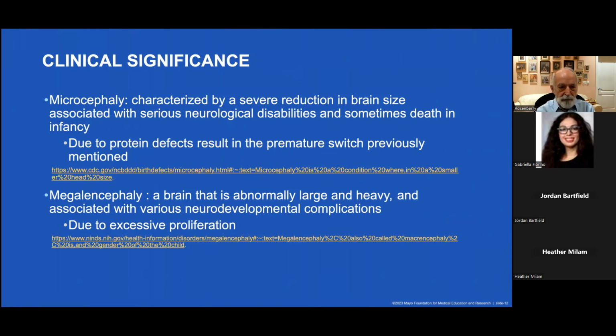This slide points out microencephaly and megaloencephaly. A brain that is reduced in size is microencephaly, resulting in severe neurological deficits. And megaloencephaly is an abnormally large brain associated with various neurodevelopmental complications and due to excessive cell proliferation.